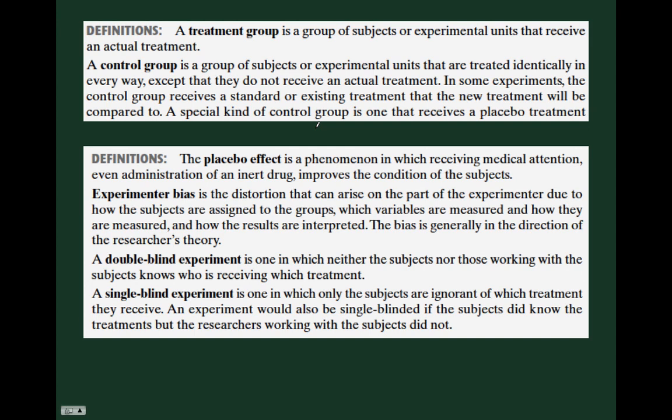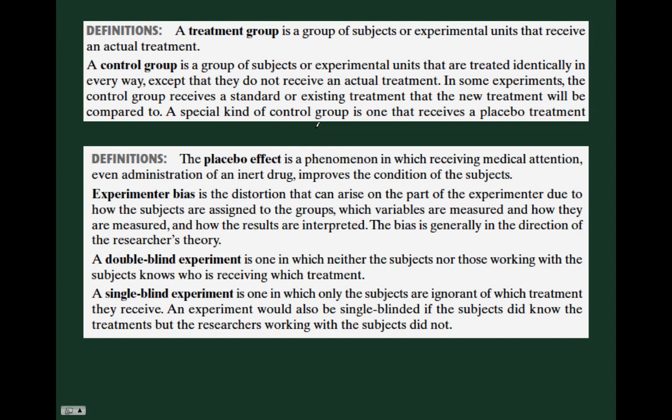The placebo effect is a phenomenon in which receiving medical attention, even administration of an inert drug, improves the condition of the subjects. Experimental bias is the distortion that can arise on the part of the experimenter due to how the subjects are assigned to the groups, which variables are measured and how they are measured, and how the results are interpreted. The bias is generally in the direction of the researcher's theory. So, the way we avoid researcher bias is by using some kind of a random process when we design the experiment and allocate the subjects or the units to the treatment groups.